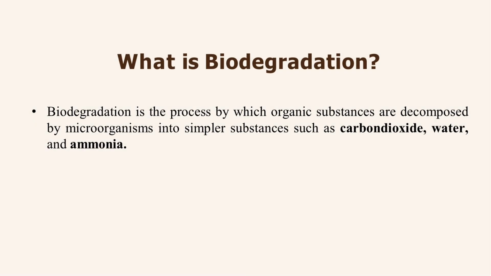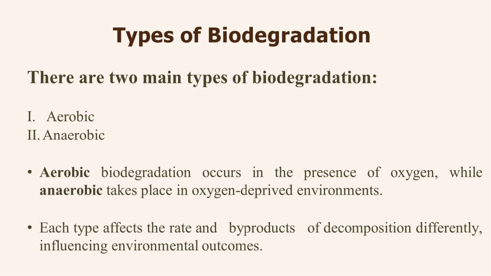What is biodegradation? Biodegradation is the process where microorganisms break down organic substances into simpler compounds like carbon dioxide, water, and ammonia. Types of biodegradation. There are two main types of biodegradation, aerobic and anaerobic. Aerobic: this occurs in the presence of oxygen. It generally leads to faster decomposition and produces carbon dioxide and water as byproducts. Anaerobic: this takes place in environments without oxygen. It usually results in slower decomposition and produces methane, carbon dioxide, and other gases. Each type of biodegradation impacts the environment differently due to variations in decomposition rates and byproducts.